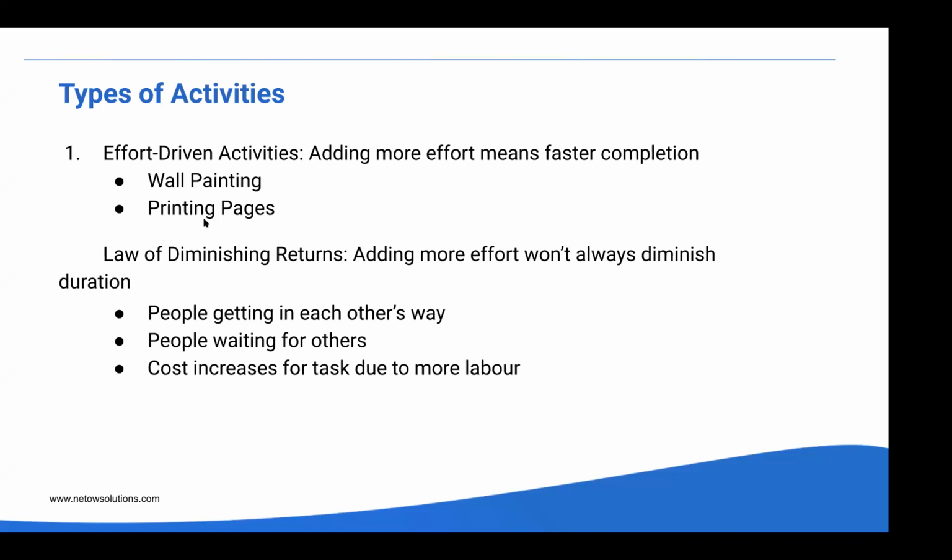For example, while you're trying to paint a wall, all you have to do is get more painters to get the job done. While you're trying to print several pages of paper, you can get more printers to get the job done. However, we have to understand that this kind of activity suffers from the law of diminishing returns, which means that even if you add more effort into that activity, you might not get your result on time because people keep getting in each other's way. And then you have people waiting for others to have their task done.